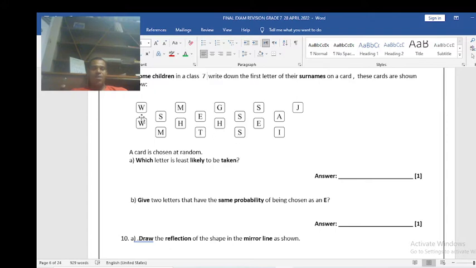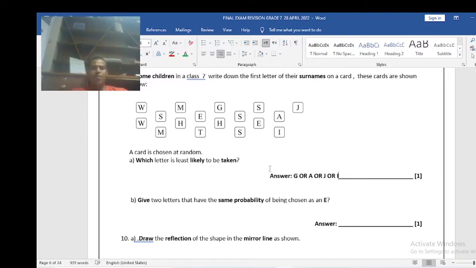So you can see W has two chances to happen. M, two chances. S has 3 to 4 chances. E, double chance. And A, only one single chance. I, one single. J, one single. And T also one single to happen. So here you can answer. I will just write either G or A, or J or I. All these answers are correct.